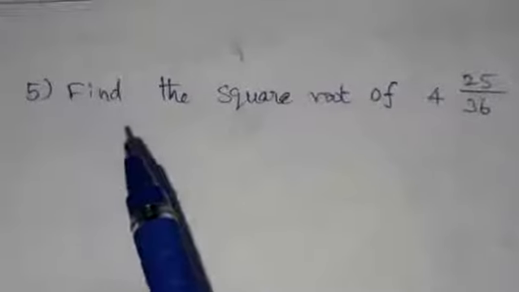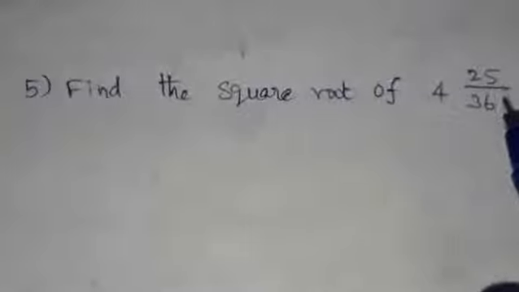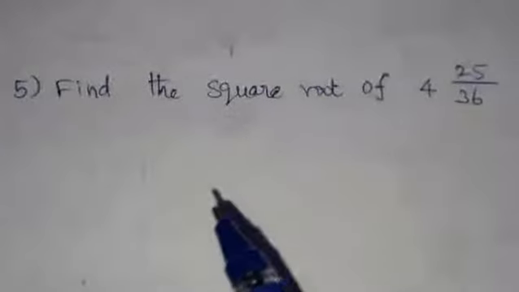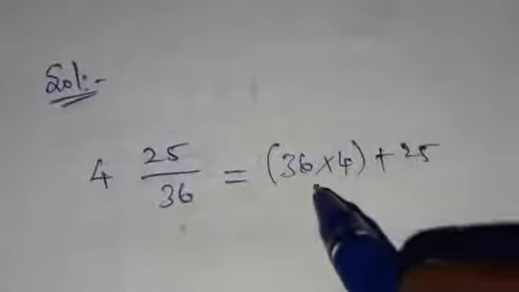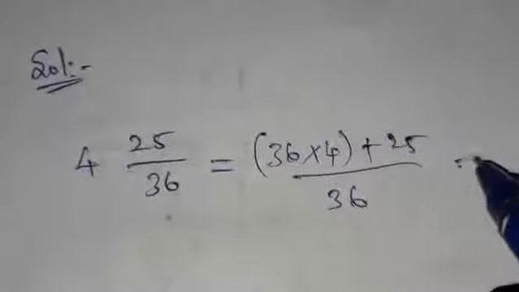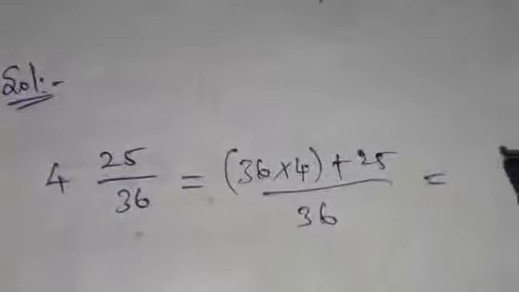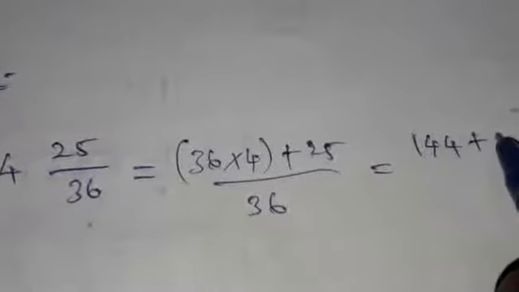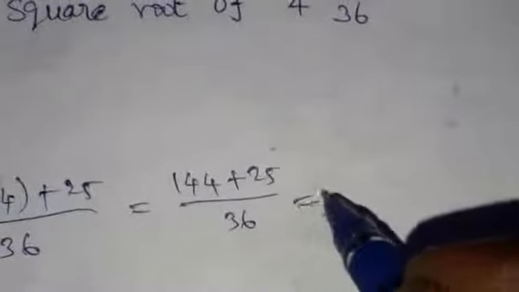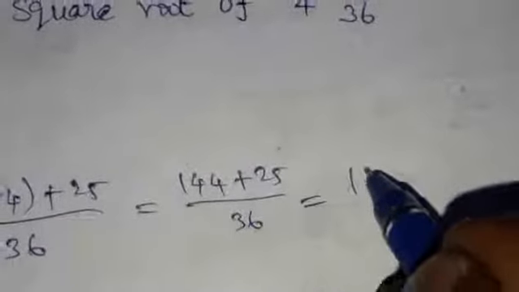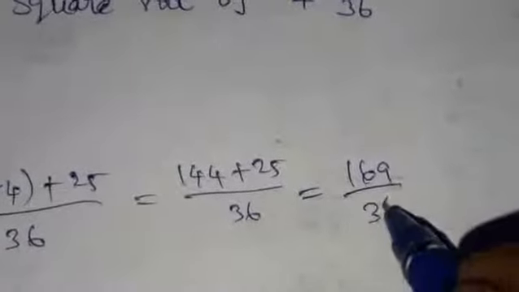Fifth question, find the square root of 4 25/36. Let us see the solution. This number is in mixed fraction, so we have to convert this into an improper fraction. 36 into 4 plus 25 by 36. When we multiply 36 by 4, we can get 144 plus 25 divided by 36. If you add these two numbers, you can get 169 divided by 36.